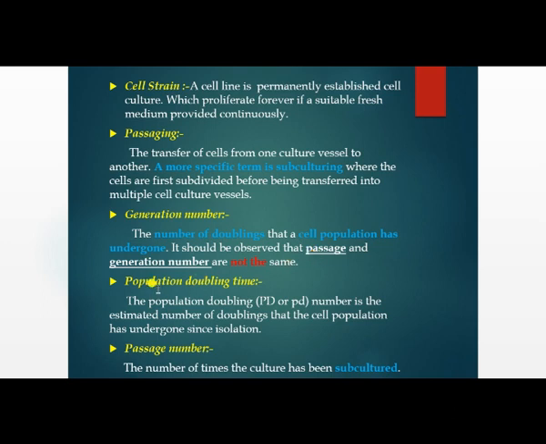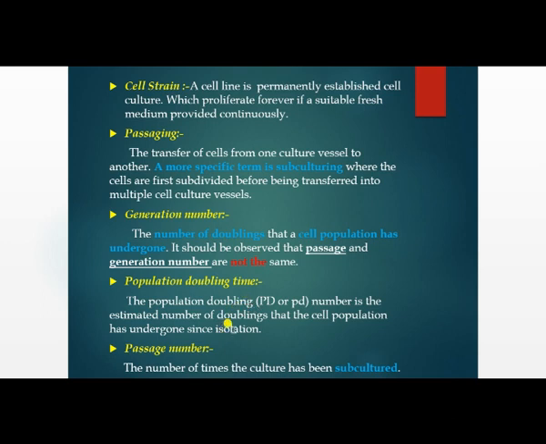Right? Next is population doubling time. The number of doublings, generation number, and population doubling time are somewhat the same concept, but here the population doubling number is the estimated number of doublings that the cell population has undergone since isolation. In generation number, you can take primary cell culture, which are the cells present in primary culture, and the number of secondary cell culture.